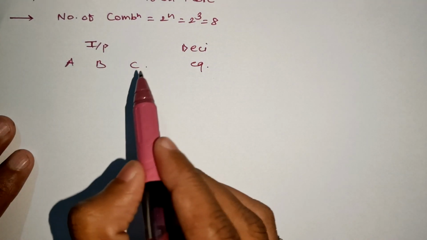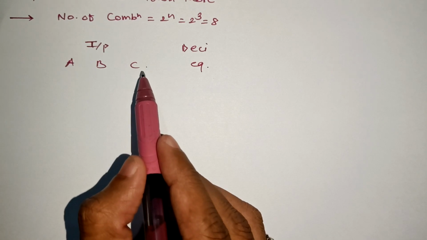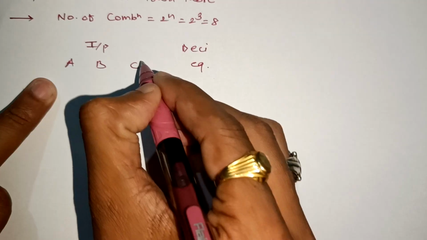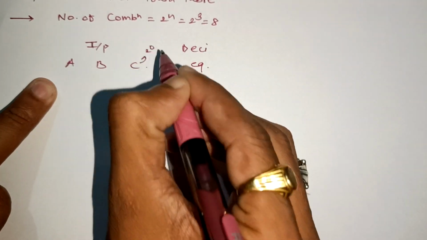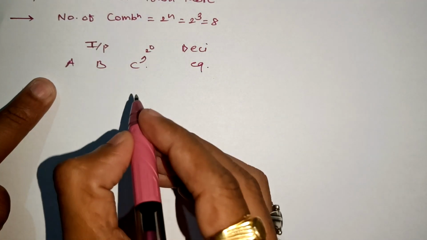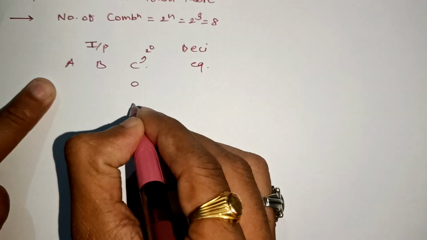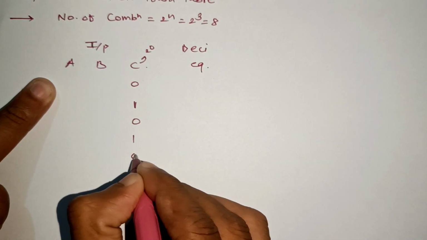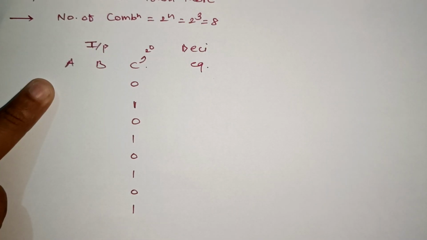Now let's start with the most extreme right hand bit, that is nothing but c. It should be multiplied with 2 raised to 0. 2 raised to 0 is 1. So again difference of 1 for 8 times. 0 1 0 1 0 1 0 1.